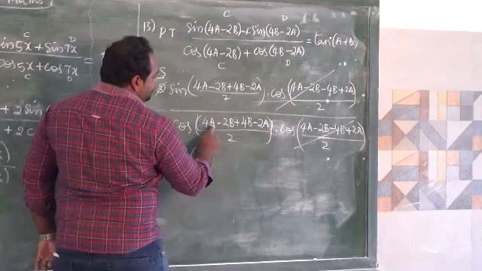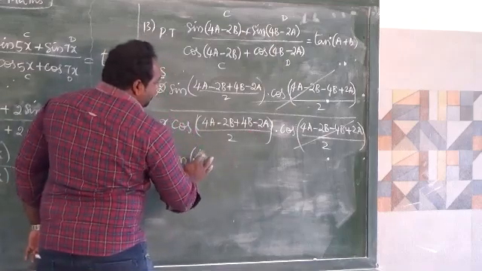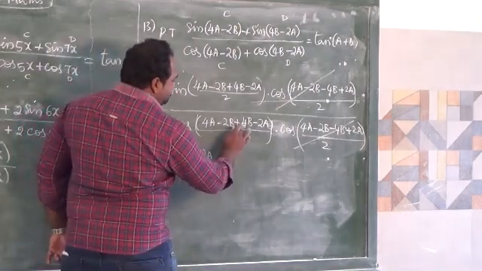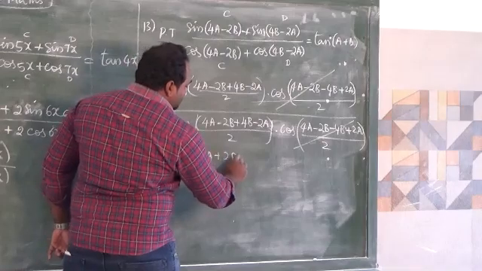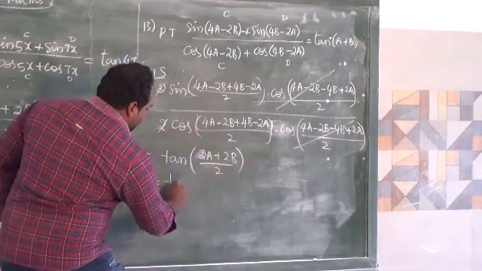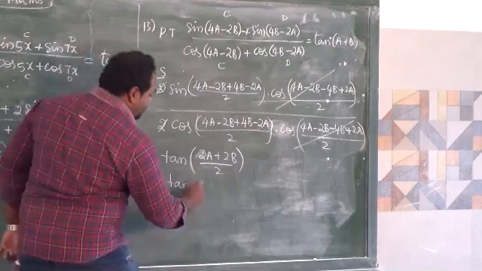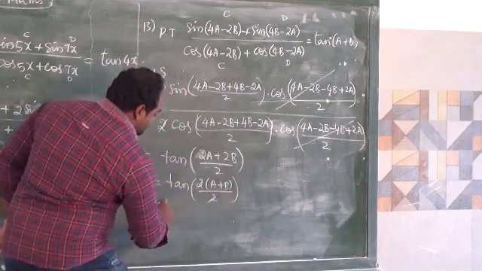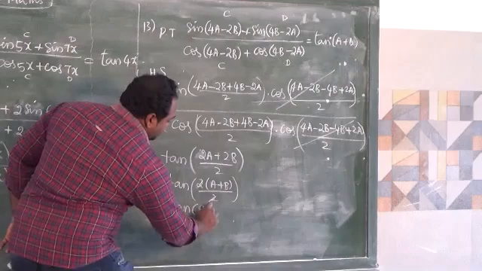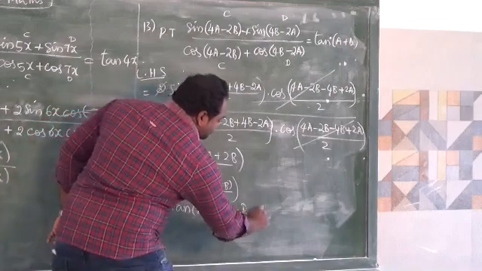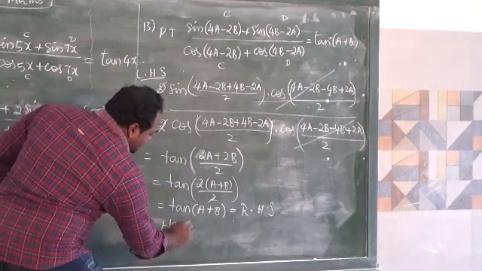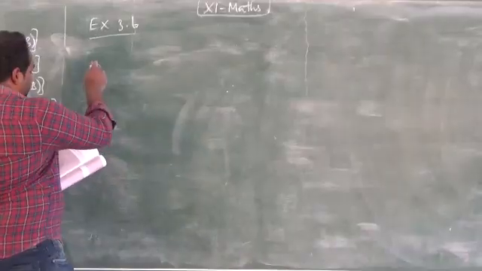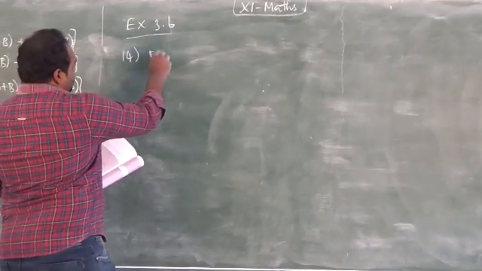So 4a minus 2a is 2a, 4b minus 2b is plus 2b, by 2. I have to bring the answer tan of (a plus b), so I am going to take 2 commonly outside from the numerator, then we have a cancellation, then we will get tan of (a plus b), which is the right hand side. Hence proved.